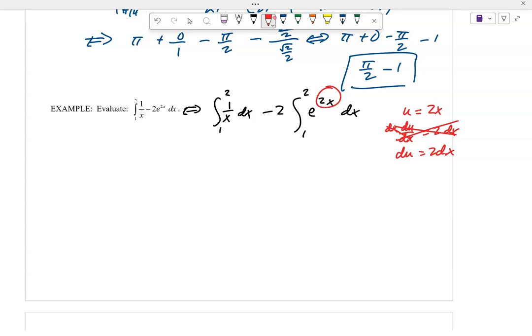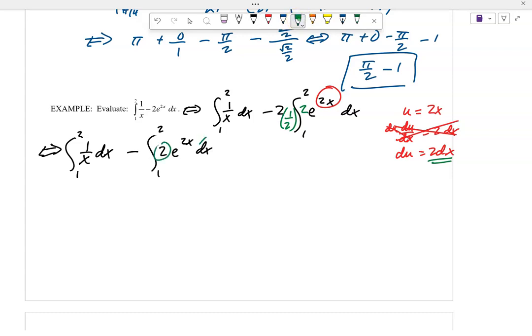So in order to have a du in there, I need a 2 dx. So I give it 2 dx. That'll give me a du. But that means I've got to offset it with a 1/2 out front. So let's see what we have here. We have the integral of 1 over x dx minus 2 over 2, which is just a 1. And then I have a 2e to the 2x dx.